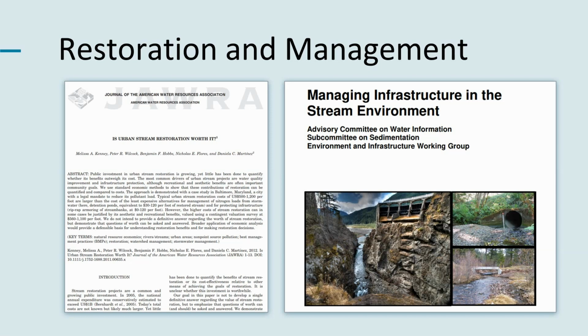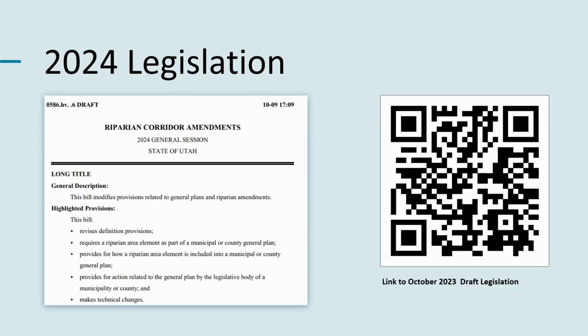Okay, so if people want to pull out their phones and get a QR code, we've got riparian corridor amendments that are coming up in the 2024 legislative session. And the link that you're going to is what's posted currently. There have been a few changes, edits, but the main part of the legislation is available here. So you can look at the highlights of it, that it requires a riparian area element as part of a municipal or county general plan. And it provides for how a riparian element is included into a municipal or county general plan.